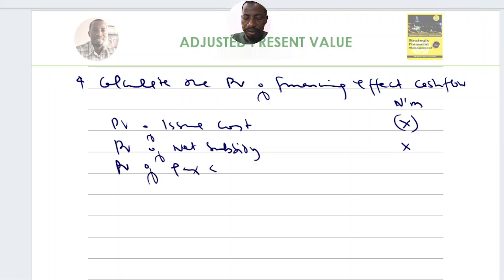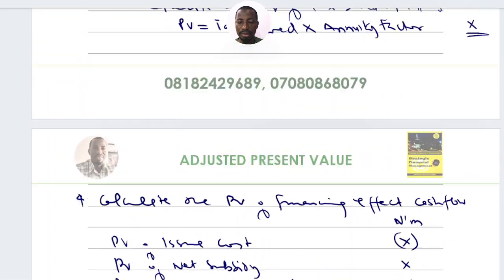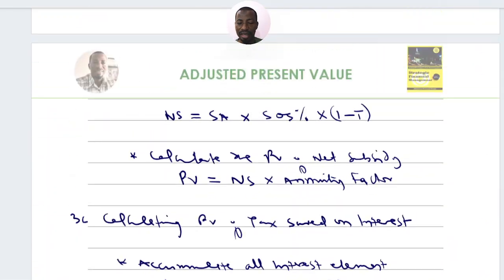Tax saved on interest. So you add the 3 of them together. So it could be positive or negative. So this is the PV of financing effects cash flow. So these are the procedures of calculating the PV of financing effects cash flow.